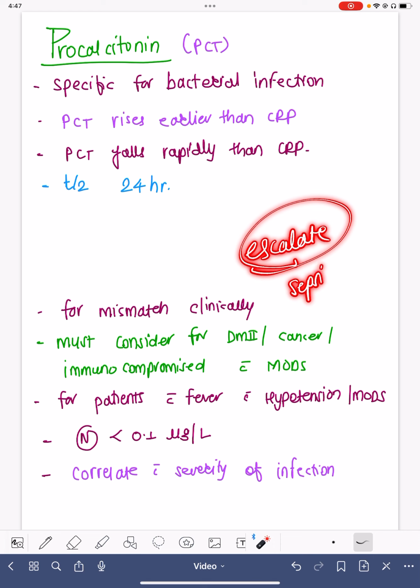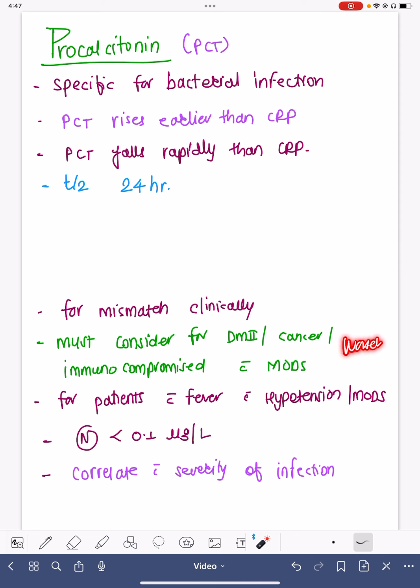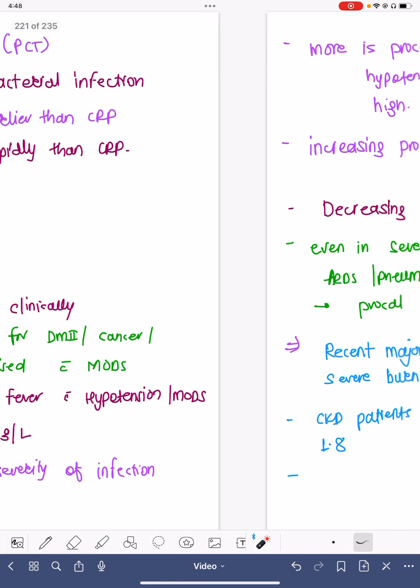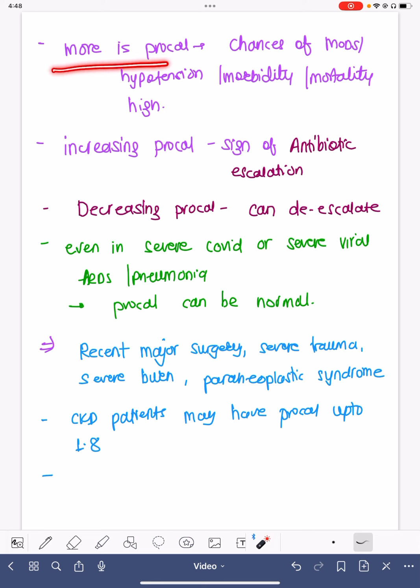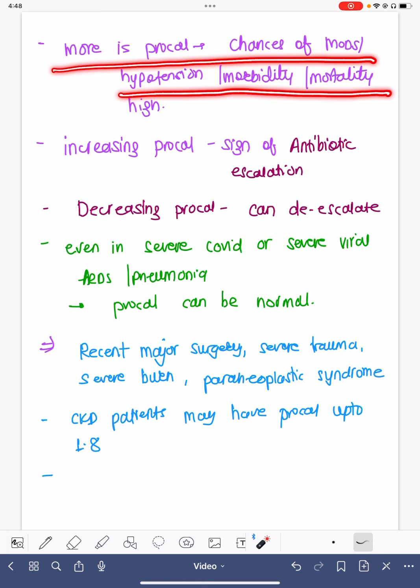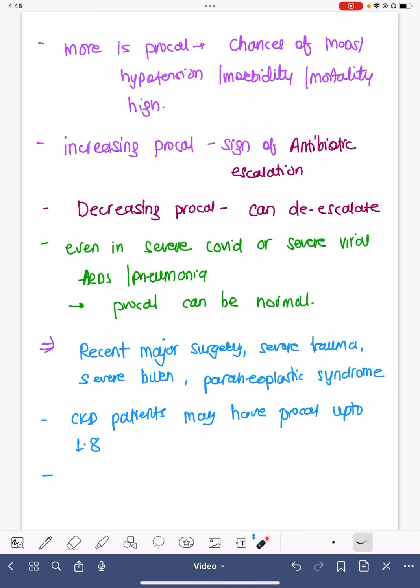Because if the sepsis worsens and they don't get appropriate antibiotics, then the patient's multi-organ dysfunction, that is MODS, may worsen very rapidly. So I always consider procalcitonin for all patients with fever and with hypotension or with MODS. Normally, the procalcitonin value is less than 0.1 microgram per liter, and procalcitonin directly correlates with the severity of the infection. The higher the procalcitonin, the higher the chances of multi-organ dysfunction, hypotension, mortality and morbidity. That is the reason why the procalcitonin value is very important.